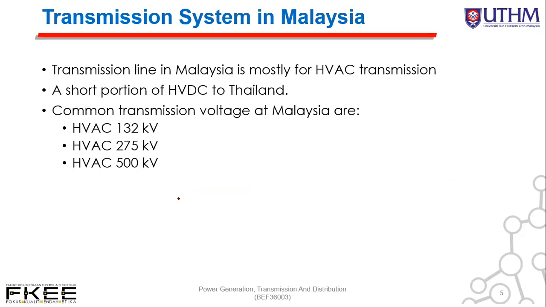If we look at the transmission system in Malaysia, the transmission line is mostly for high voltage AC transmission, and there is a short portion of high voltage DC, direct current, that is from Gurun, Kedah to Thailand, which is about 110 kilometer long, supplying about 300 kilovolt overhead line. The common transmission voltages in Malaysia are 132 kV HVAC, 275 kV, and 500 kV HVAC.